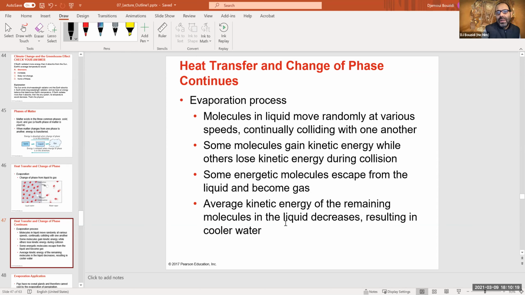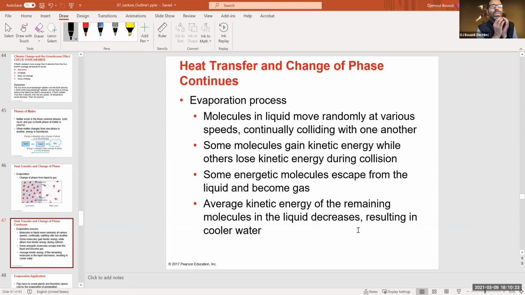The average kinetic energy of the remaining molecules in the liquid decreases, resulting in a cooler liquid. Because you have a closed system, while they're colliding, one hits the other, one gains, the other one loses. So the system gains nothing or loses nothing, and at the end, the system itself has nothing to gain or lose. But if one of them escapes with that excess energy, now the system all of a sudden has lost energy.